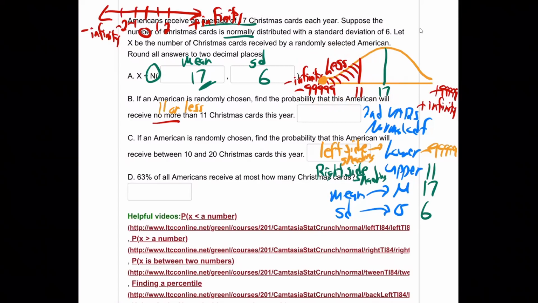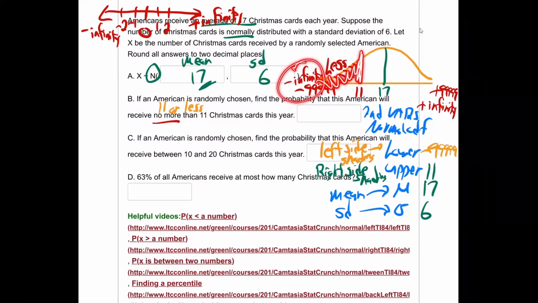But as far as the lower and the upper, we mean the left side and the right side of the piece of shading. So that's why it's important when you draw your bell curve to make sure you put the shading on your curve, because that'll tell you the left is the lower and the right side of the shading is the upper. You're basically telling your calculator, hey, calculator, the shading goes from negative infinity, negative 5 nines, up to 11. That's where the shading is.